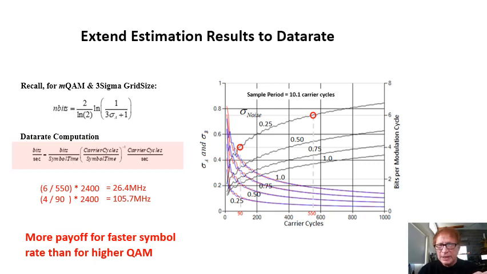We show the computed data rate for the two designs. We see that the 16 QAM design has 4 times the data rate of the 64 QAM design. This is a result of the much faster symbol time, 90 carrier cycles, than for the 64 QAM design, 550 carrier cycles. This interesting trend suggests that reducing the symbol time will typically outperform higher QAM constellations.